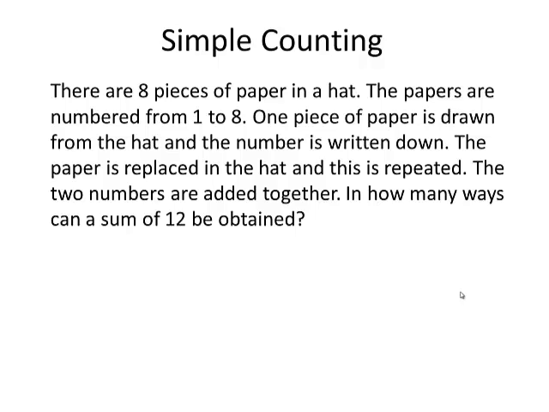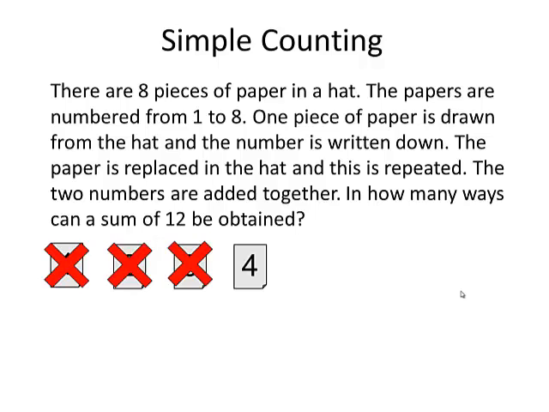So what happens if you draw, let's say, a piece of paper with a number 1 on it? Well, we're trying to make a sum of 12, so that's no good. What's the next smallest number you can draw from the hat? A 2. Can you make 12 with a 2 if the papers are numbered from 1 to 8? Nope, that one won't work either. How about the next smallest number? 3. That's still too small because the largest number in the hat is an 8, so that will only make 11. So you need at least a 4.